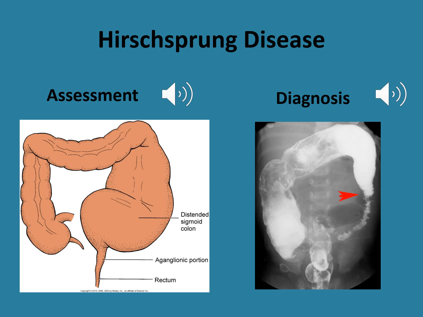Our definitive diagnosis, we're going to do that by doing a rectal biopsy. And when we do that, we're going to see an absence of those ganglion cells. They can also do the anorectal manometry, and that will measure the pressure exerted against it.